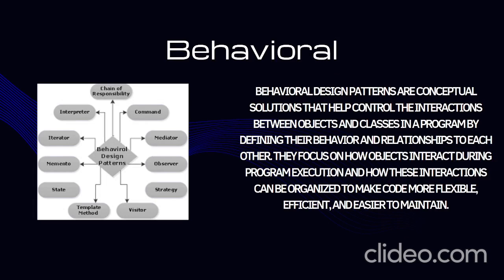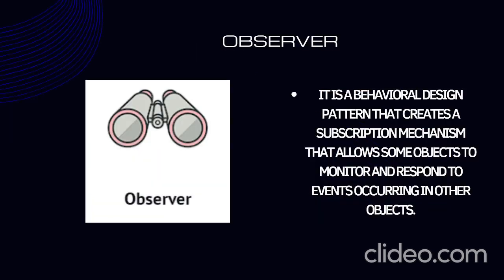Behavioral design patterns are conceptual solutions that help control the interactions between objects and classes in a program by defining their behavior and relationships to each other. They focus on how objects interact during program execution and how these interactions can be organized to make code more flexible, efficient, and easier to maintain.